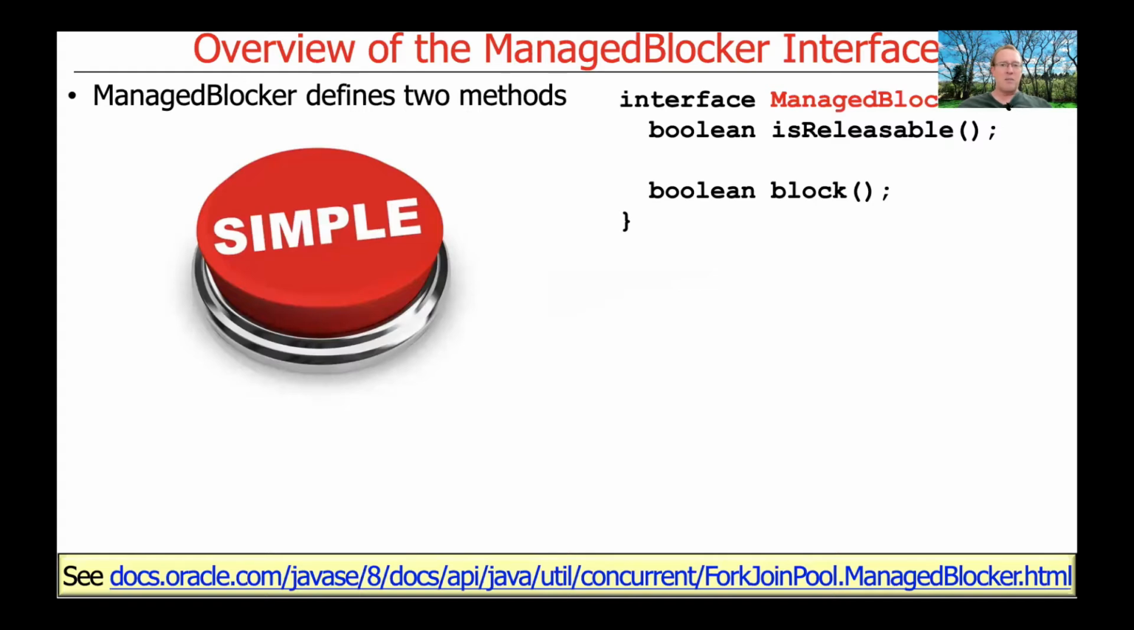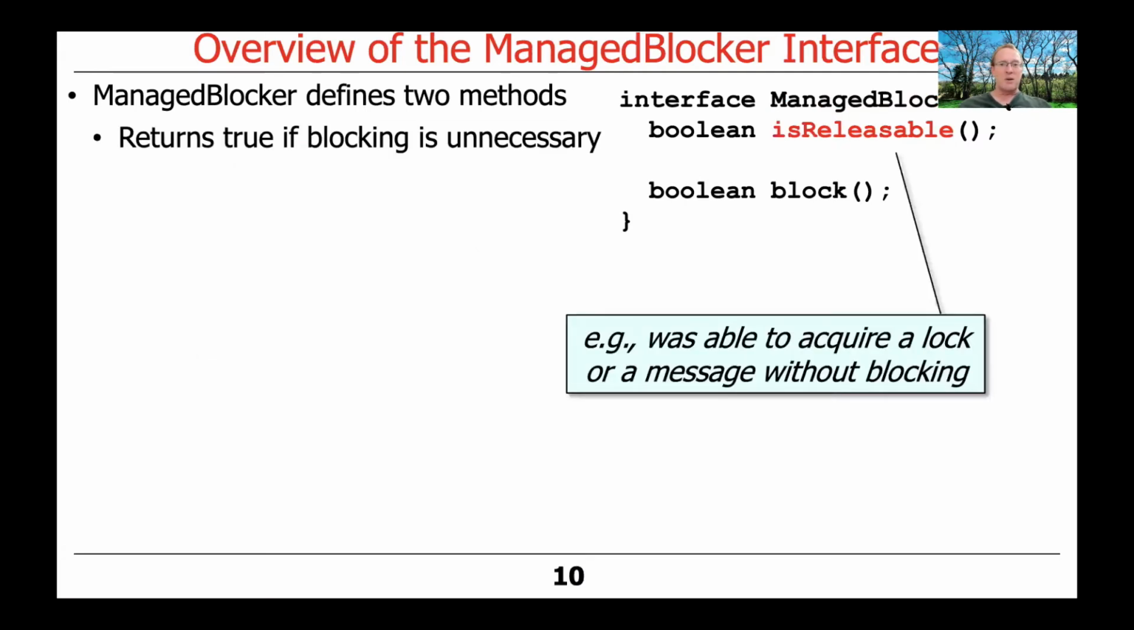In order to do this, the ManagedBlocker interface defines two methods. It's a very, very simple interface. One method is called isReleasable, and this returns true if blocking is unnecessary because the resource that you're potentially going to block for has already been obtained, and we'll see how that works in just a second. So for example, if we were able to acquire a lock or acquire a message without actually having to block, then isReleasable would return true, saying no need to worry about adding another thread. If it returns false, though, then we may have to have the underlying common fork join pool add more threads.